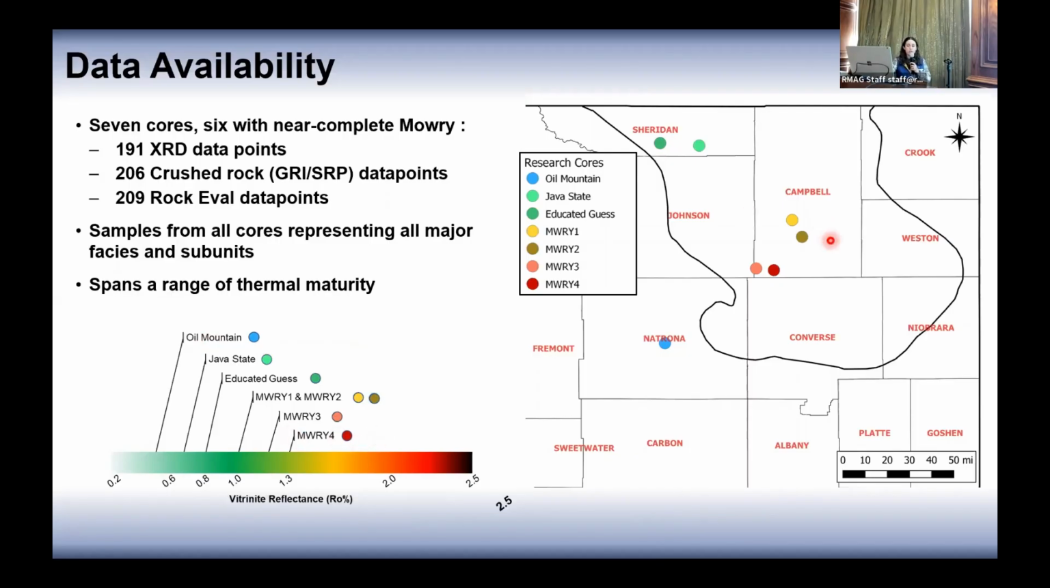These cores are proprietary, so you'll see them just labeled as Mowry 1, 2, 3, and 4. I'll stick with this color scheme for the rest of the slides, where the cooler colors represent lower maturity samples, and the warmer colors, particularly these pinks and reds, represent the more mature samples.